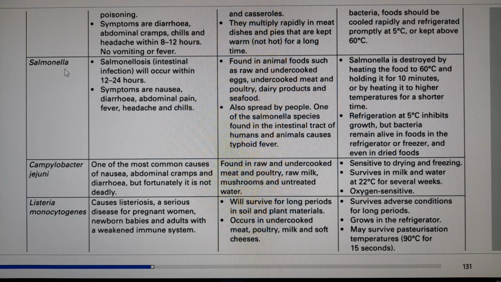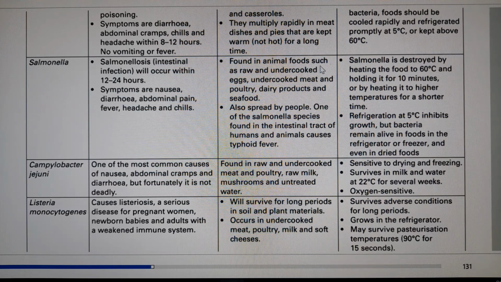Salmonella is the next pathogenic microorganism. Salmonella, an intestinal infection, will occur within 12 to 24 hours. Symptoms are nausea, diarrhea, abdominal pain, and fever, headache, and chills. So you need to know the symptoms for each and every microorganism.